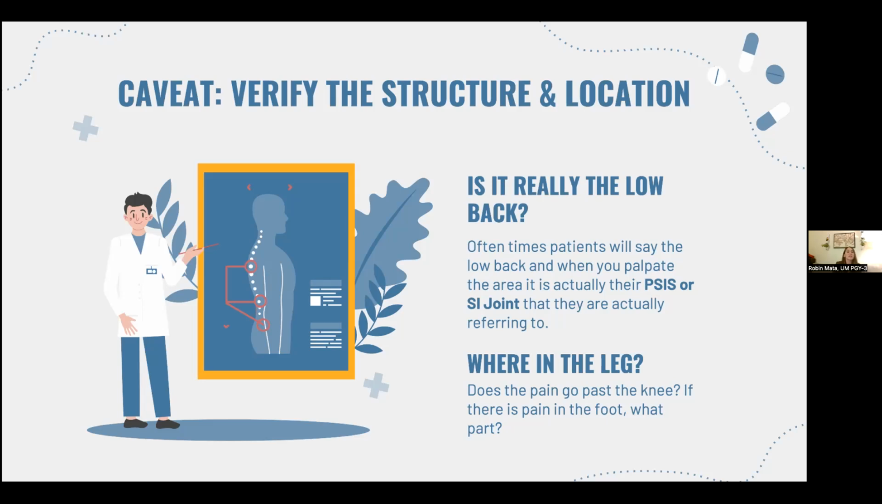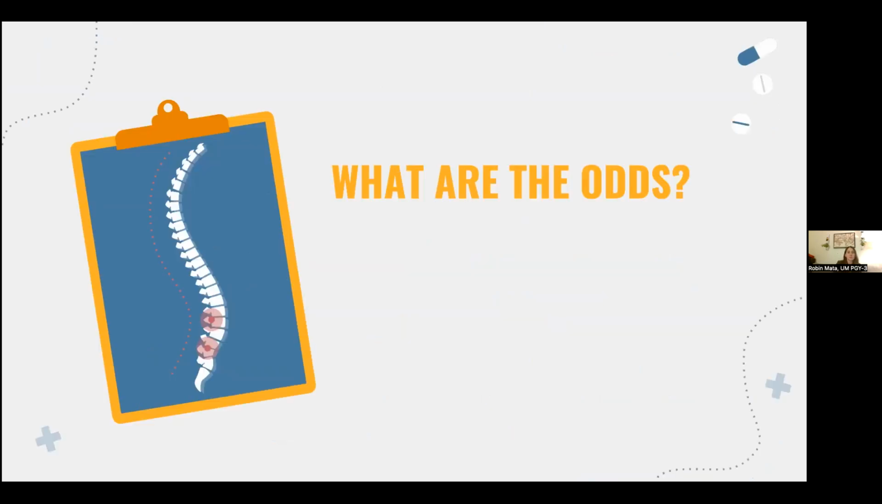And then if they say in the leg, you need to know where in the leg. Does it go past the knee, or is there pain all the way into the foot? And if so, what part of the foot? So again, your dermatomal map, whether you're thinking radiculopathy or is this a referred pain from something else?